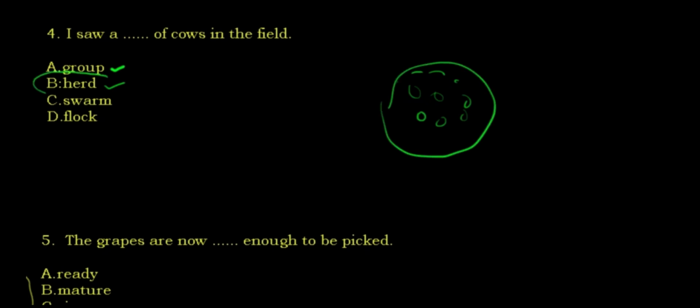Next we've got, I saw a dash of cows in the field. A group of cows? Well, okay, a herd of cows. So probably there's more than one cow, so you're looking at a group of cows, but what's a group of cows called? A herd. So we would say, I saw a herd of cows in the field. You can use swarm and flock, but they're used for different animals, not for cows. We use herd. So that was just a vocab question.